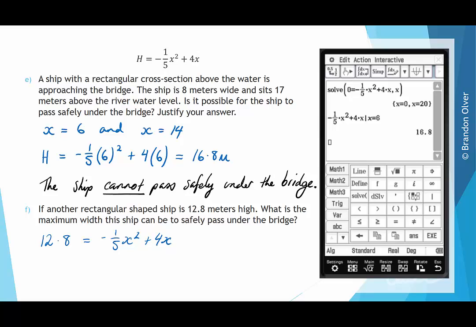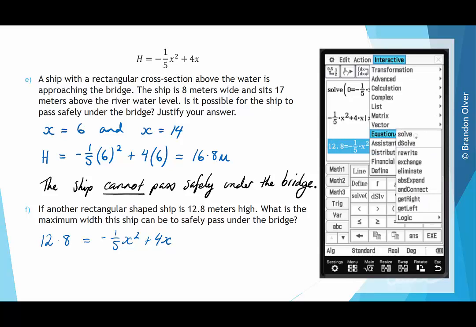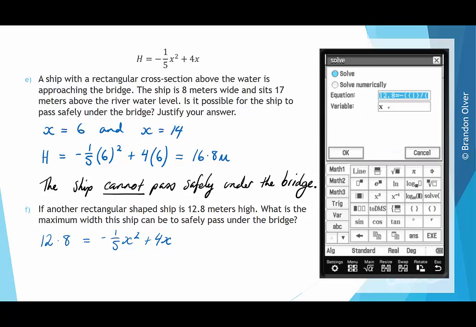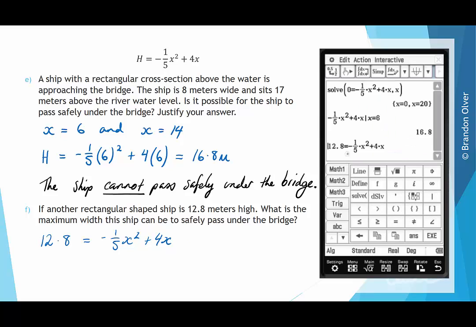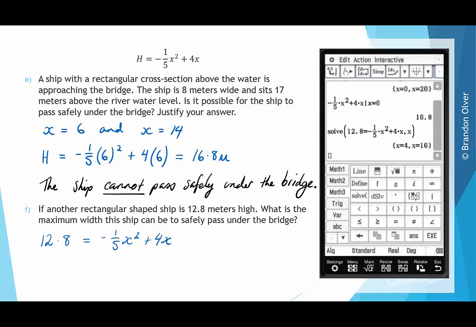Next, we want to solve something again, and this time we have 12.8 is equal to our rule. So we can drag that down to speed things up. And to solve, we highlight our equation and go Interactive, Equation/Inequality and press Solve. We want to solve for x, so that's fine, and press OK. And these are the two solutions. So our CAS calculator gives us x is equal to 4 and x is equal to 16.